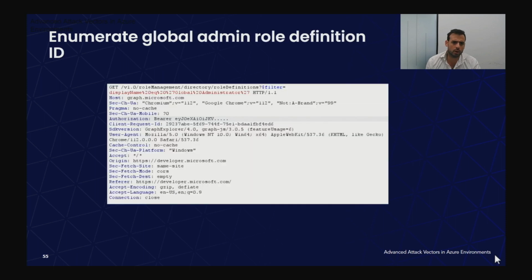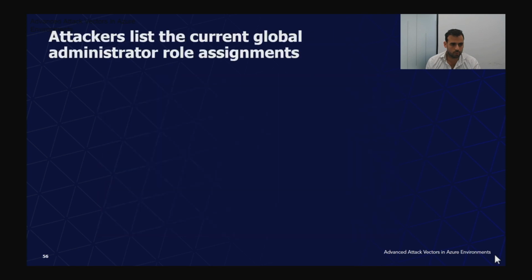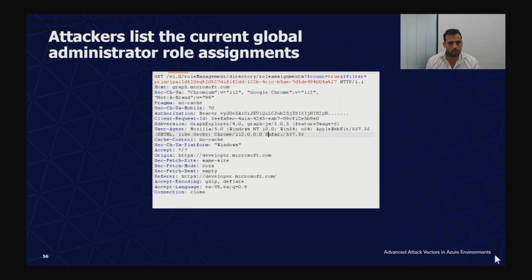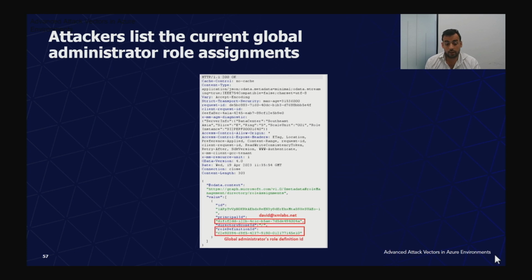We then enumerate the global admin role definition ID using this GET request. And we can see that this is the role definition ID of the global administrator role. The attacker lists the current global administrator role assignment using the principal ID of David's account. And we can see that David has the role definition of a global administrator, meaning this will be the attacker's target.